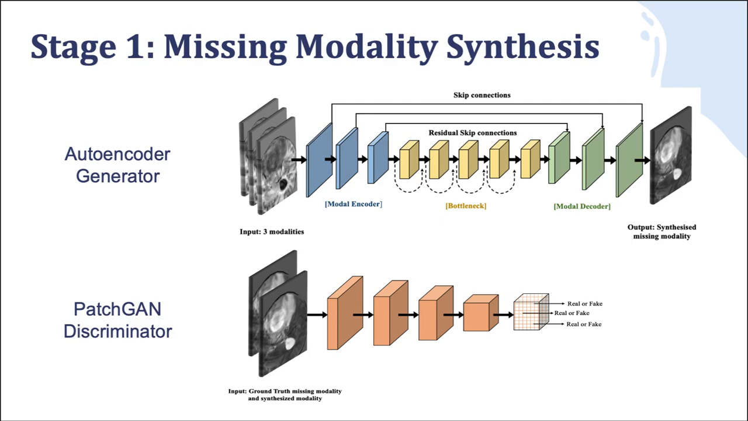This slide shows the specific layers and structure of the autoencoder generator and patch GAN discriminator of the missing modality synthesis network. In the autoencoder generator, the input modalities are downsampled over a few layers until the input is compressed into a reduced dimension and is upsampled again. The patch GAN discriminator takes the synthesized missing modality and ground truth missing modality and predicts whether the synthesized image is real or a generated fake.